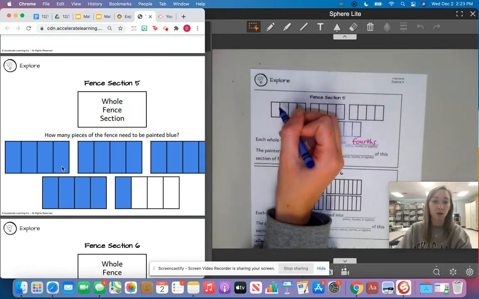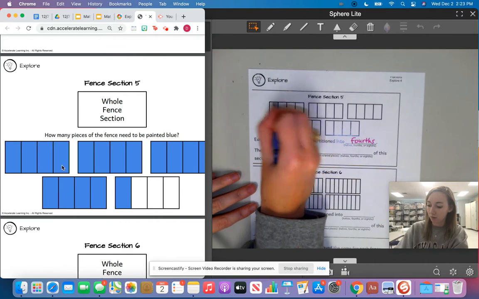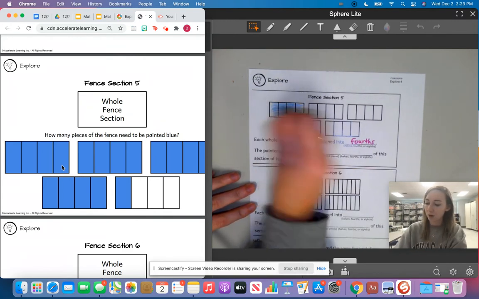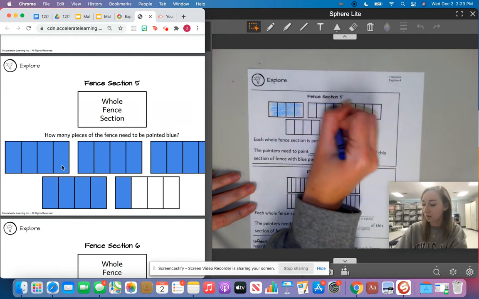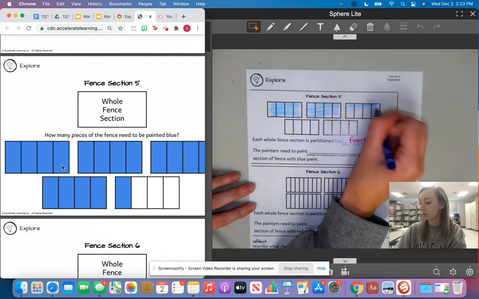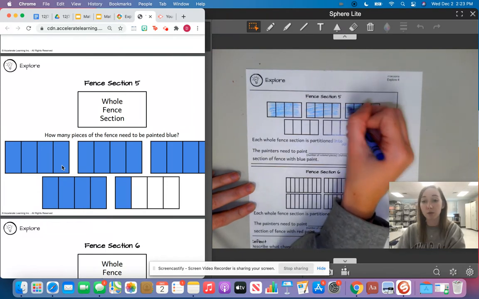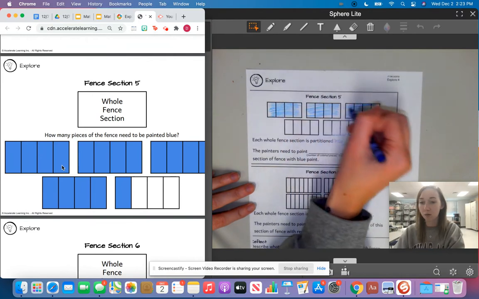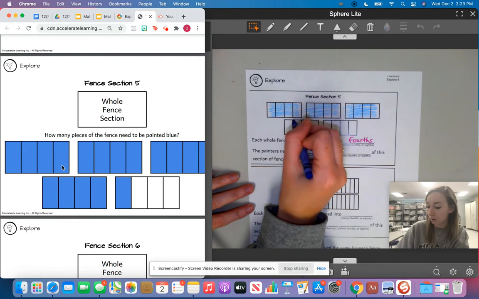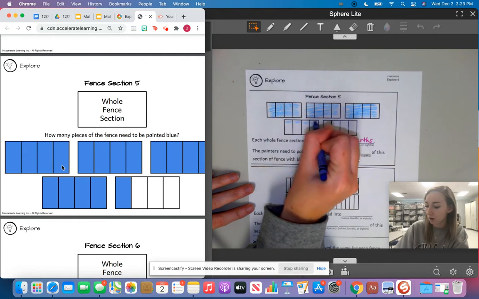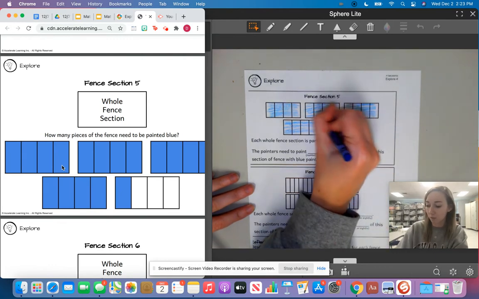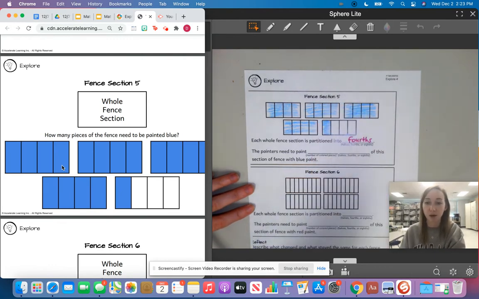So let's look. We have 4 fourths that are colored blue right here. We have another 4 fourths painted blue, another 4 fourths. Because all 4 of the fourths on each of these wholes is blue, right? All of them are blue. Another one where 1, 2, 3, 4, all of those fourths are painted blue. And then the last one only has 1 of the fourths painted blue, right?